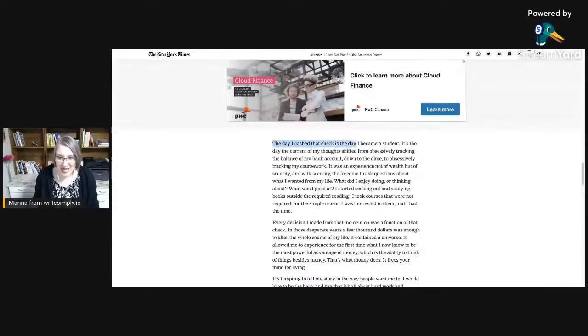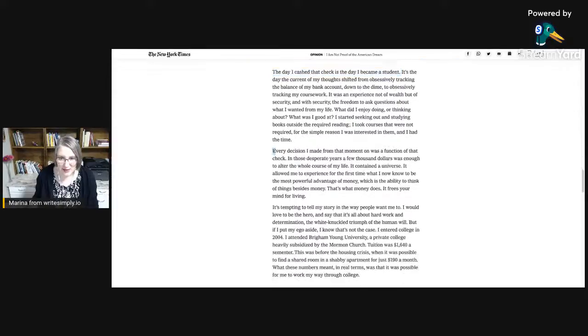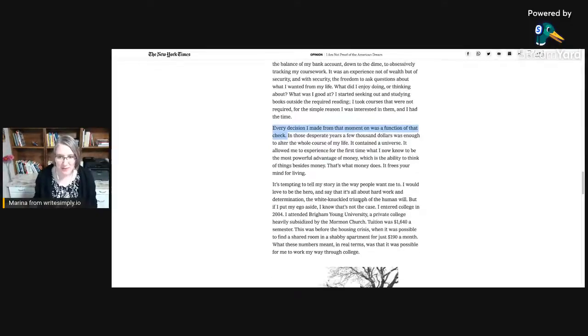The day I cashed that check is the day I became a student. So now she's going to expand on this opinion that she has. Every decision I made from that moment on was a function of that check. Here's a little trick. Look at the first sentence of each paragraph to get an idea of where the essay is going if you're going to be skimming it.